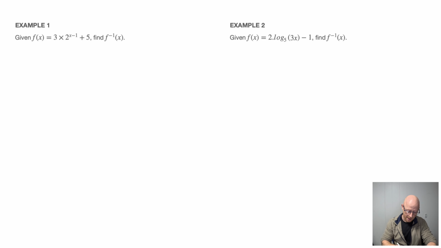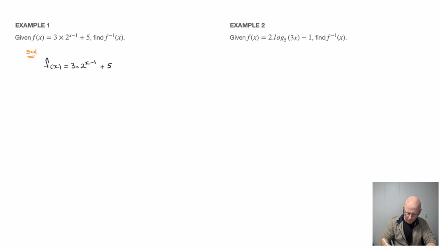For this first example, example 1, we're told given f of x equals 3 times 2 to the power of x minus 1 plus 5, find inverse f of x. That is, the inverse function. Okay, well as I always do, I'll start by writing SOL here for solution, and I'll quickly copy the function that's given there. That's f of x, which equals 3 times 2 raised to the power of x minus 1 plus 5.